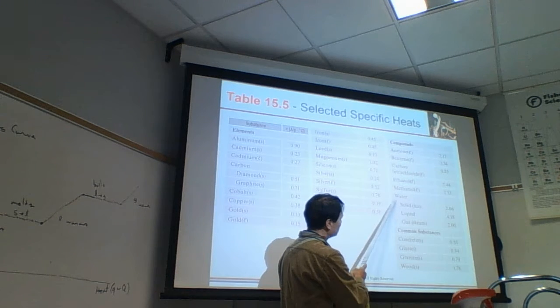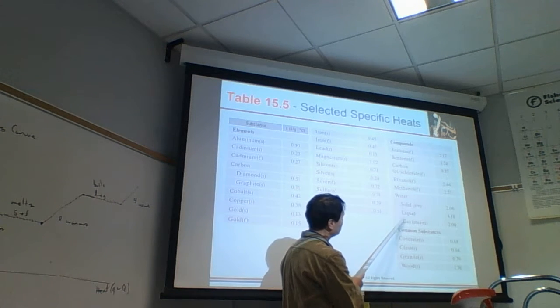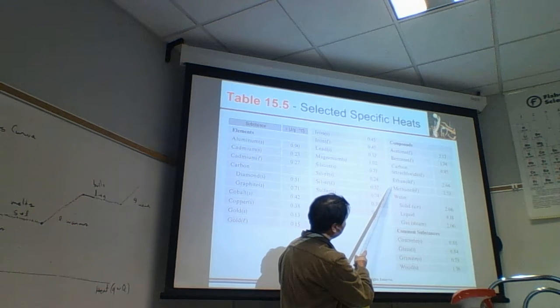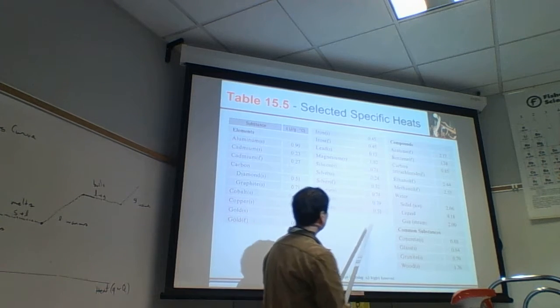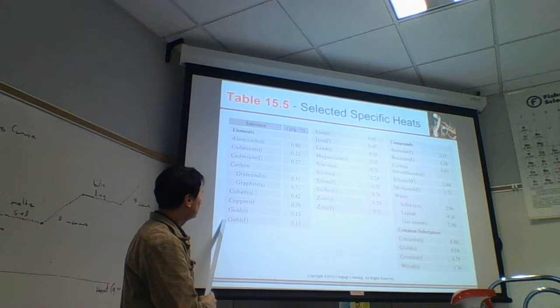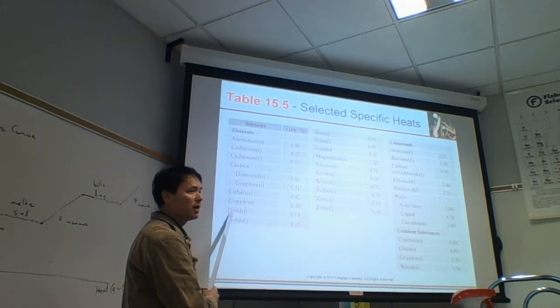In the solid form, it's a little less. In the gaseous form, it's less as well, about half as much. The water is very high. Methanol is pretty high, 2.53. So these are good. What's very low are the metals. When you look at this, what has the lowest? Gold. Gold doesn't have much.